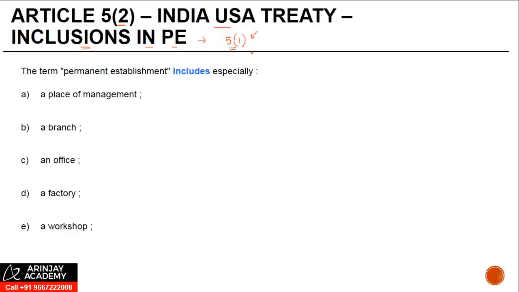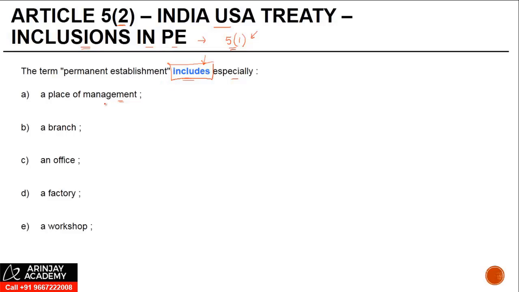If they do not satisfy the conditions there, then even though these might be there, they will still not be construed as a PE. The term permanent establishment includes especially. Since this is an inclusive definition, these are just examples. Anything else which satisfies the definition of paragraph 1 can also be considered as a PE.